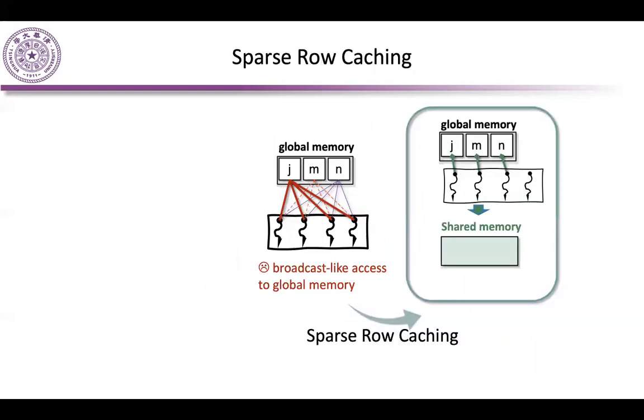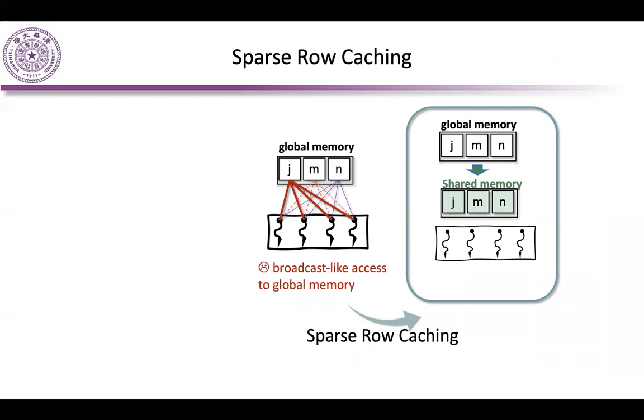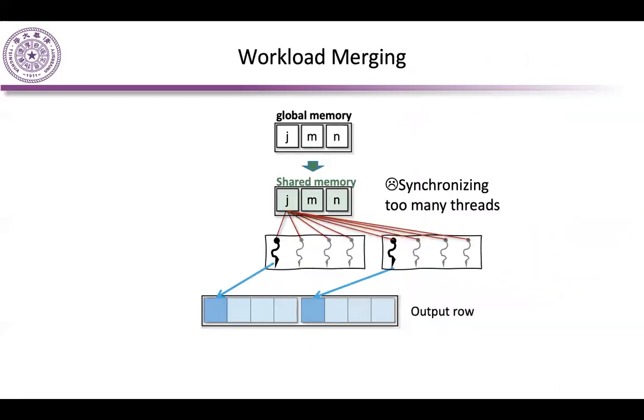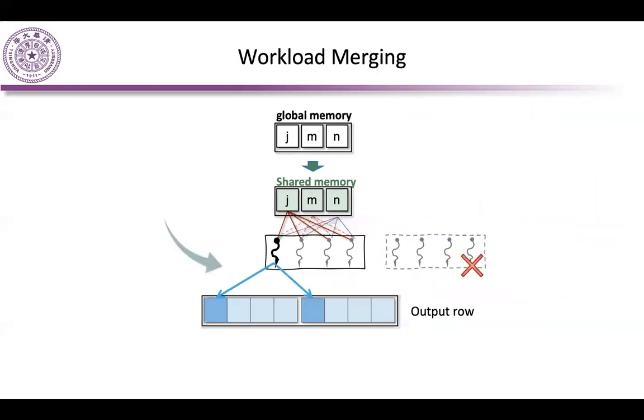We propose Sparse Row Caching, which first loads a tile of sparse matrix elements into a shared memory buffer, syncs these threads to avoid any data race, and then makes these threads traverse the elements, but from the fast scratchpad memory. If the dense matrix is even wider, sharing sparse elements among too many threads still brings large synchronization overhead, so comes our second design, which is workload merging.